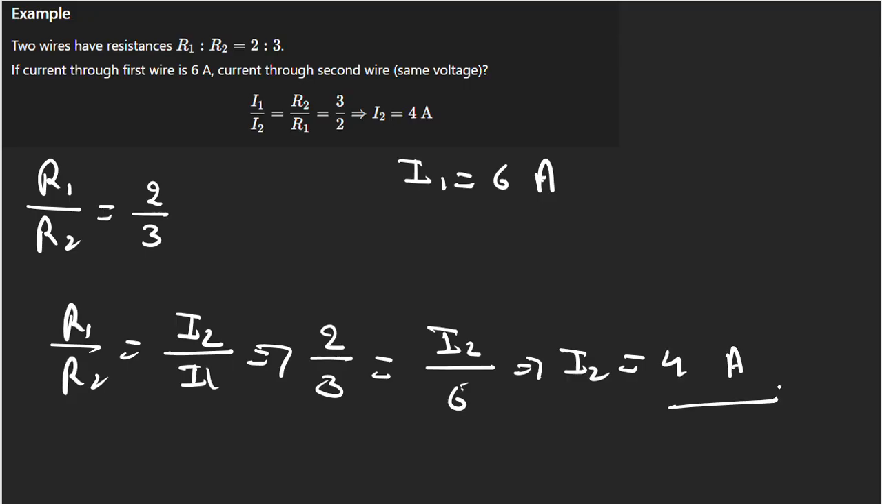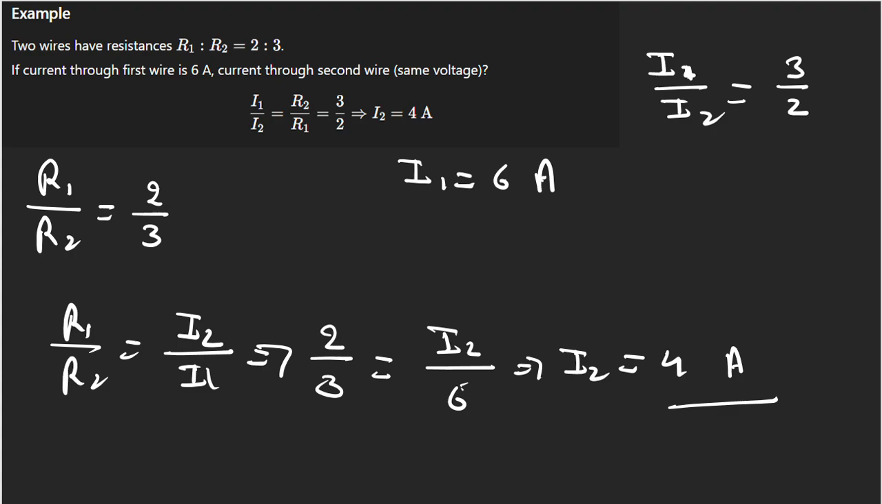So using ratio, we can find the current flowing through the resistor. We have two resistors, their ratio is 2 is to 3, so the ratio of current should be 3 is to 2. We can even directly write I1 by I2. If the ratio of resistance is 2 is to 3, the ratio of current will be 3 is to 2. Now if we put the value of I1 as 6, we'll get I2 as 4. So this is how we will use ratio.